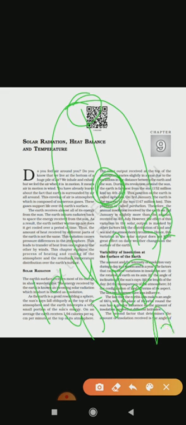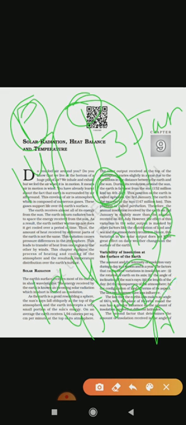On 3rd January, the earth is nearest to the sun, that is 147 million kilometers, and this position is called perihelion. What is it called? Perihelion. This position is aphelion, and this position is called perihelion.